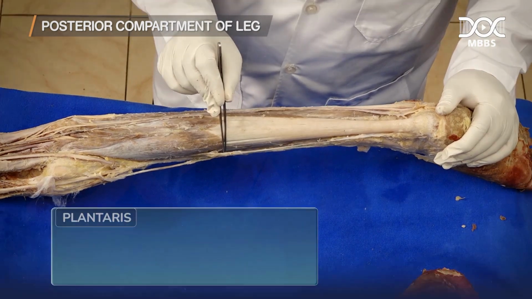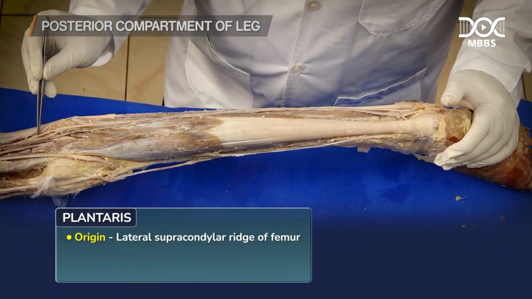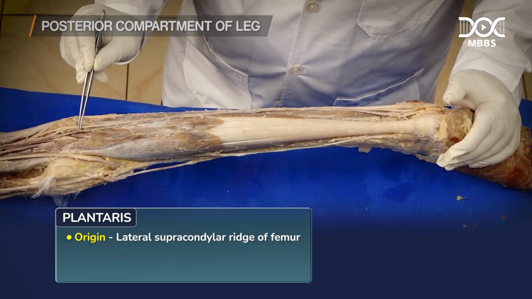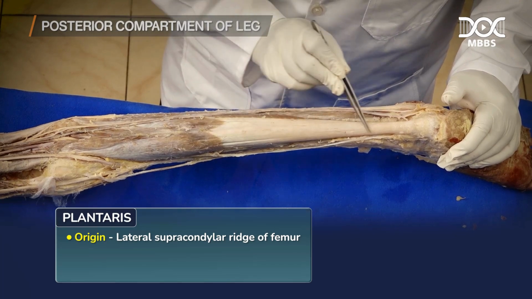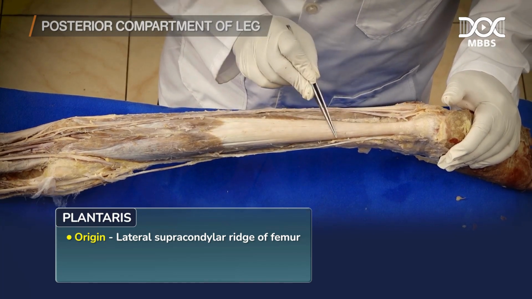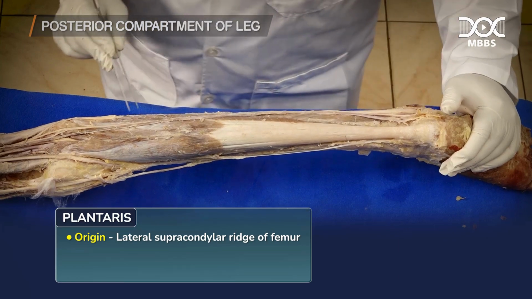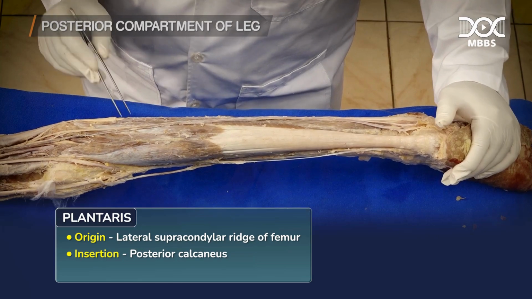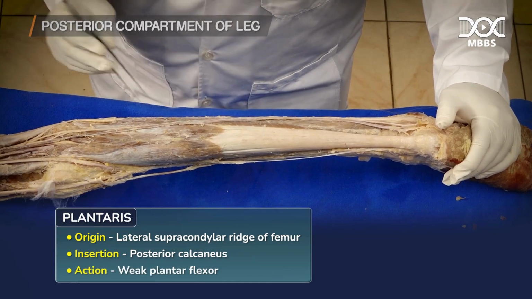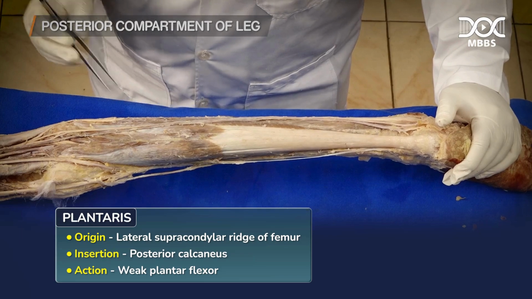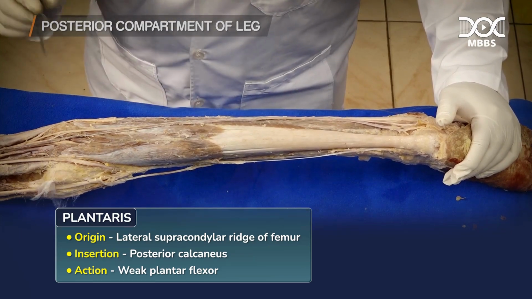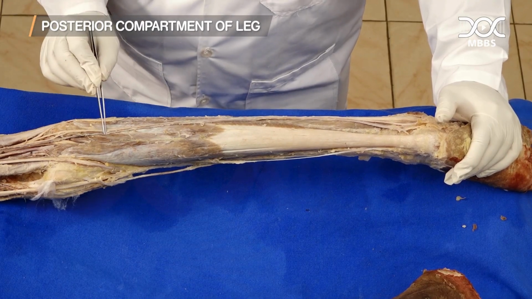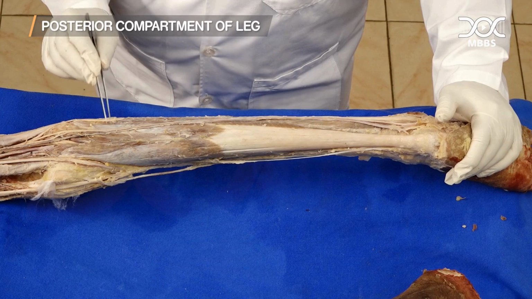The plantaris muscle takes its origin from the lateral supracondylar ridge of the femur, descends under the cover of the lateral head of the gastrocnemius, and then ultimately fuses again with the triceps surae or the tendocalcaneus, inserted to the back of the calcaneum or posterior surface of the calcaneum. A weak plantar flexor, alone it cannot bring about plantar flexion, but acting together with the tendocalcaneus, it can bring about plantar flexion. This is regarding the two superficial muscles present in the back of the leg.